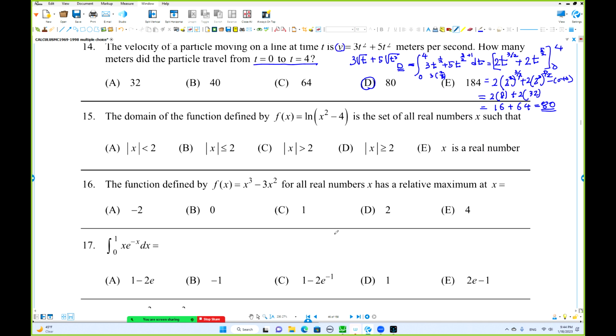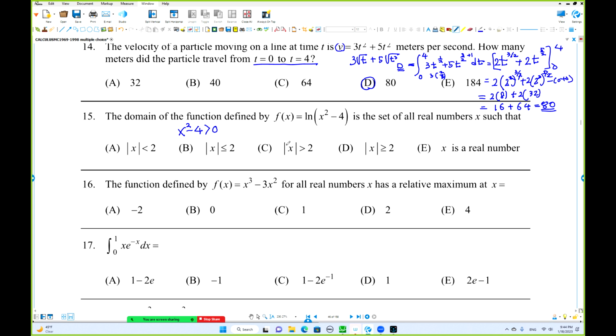All right, number 15, the domain of the function defined by the log of x squared minus 4. What is the domain? The number inside the log cannot be negative or 0. It must be positive. That is the definition of log. So x squared minus 4 must be greater than 0. Are you okay with this? Yeah.